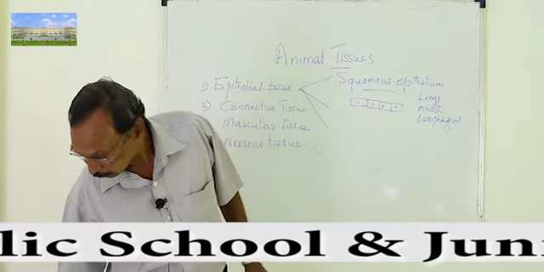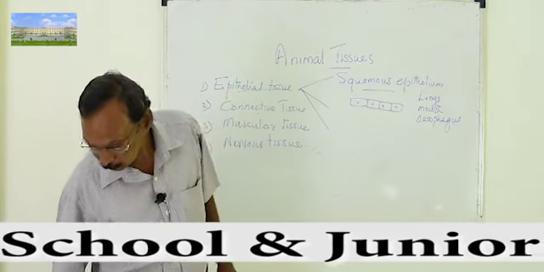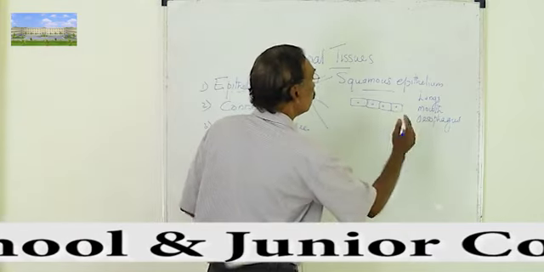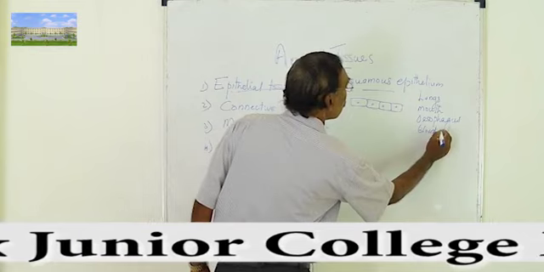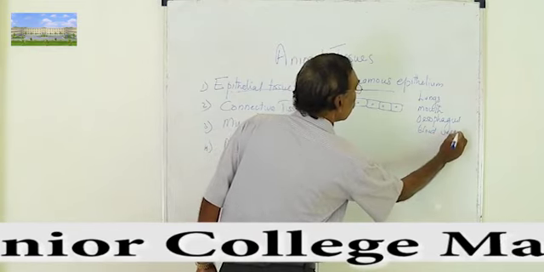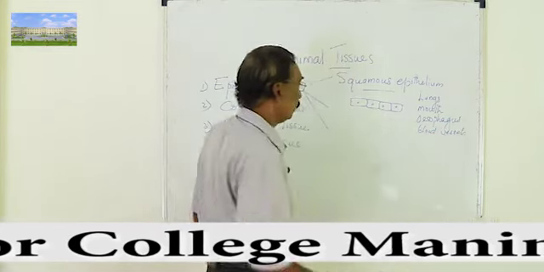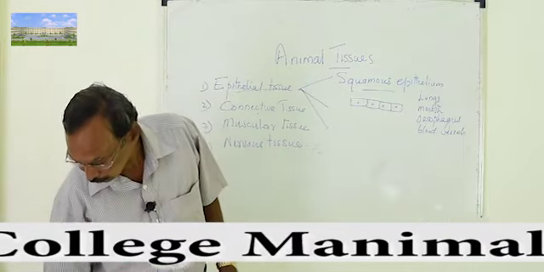And also they are present in the blood vessels. Inside the blood vessel, the first layer is this one. So these are the places where you can see this kind of epithelial cell.